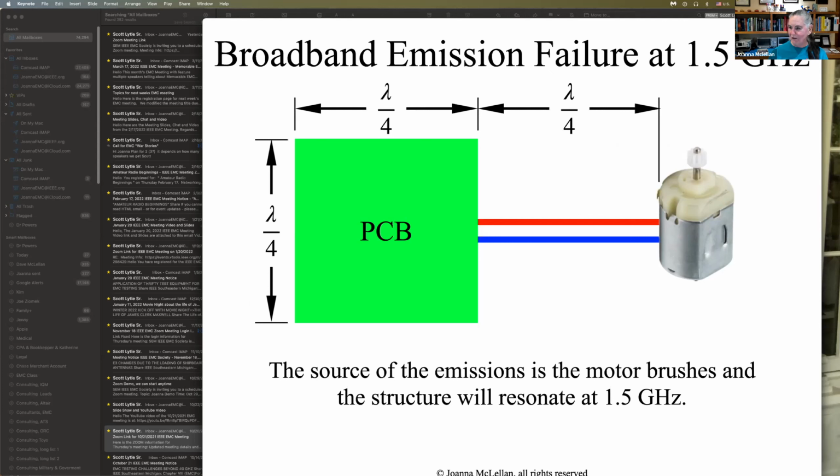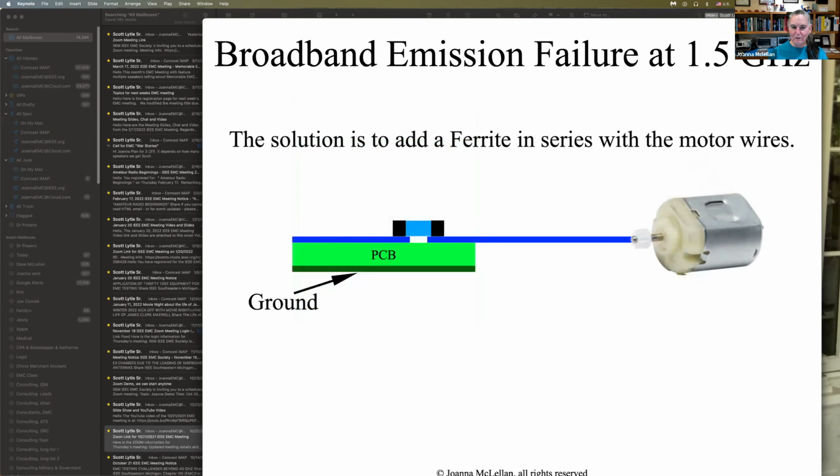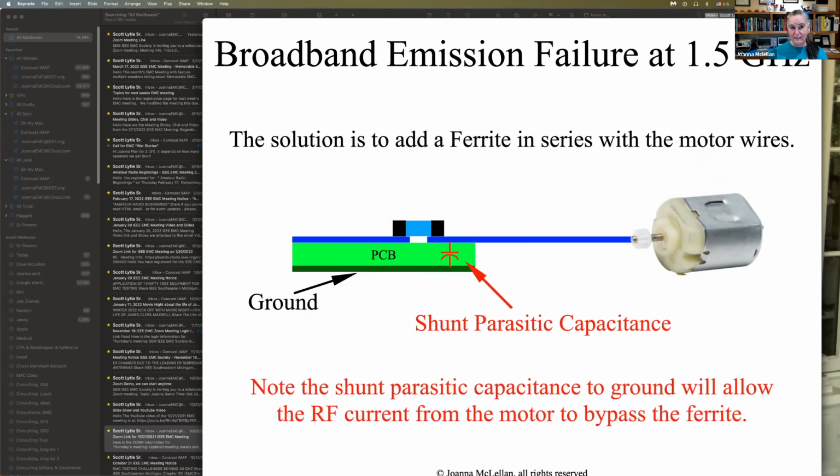Cool. So what do we do? We find a 1 gigahertz ferrite and drop it on the board, but it's not going to work. Why is it not going to work? Well, it's because there's a parasitic capacitance there between the pads and the ground on the board. Can you calculate that capacitance? You betcha. You can calculate the X sub C. You can know what that capacitance is and know what you need to do.